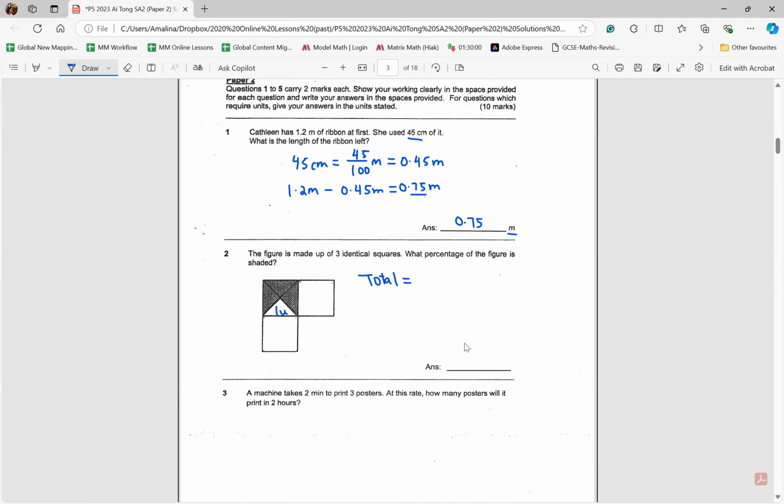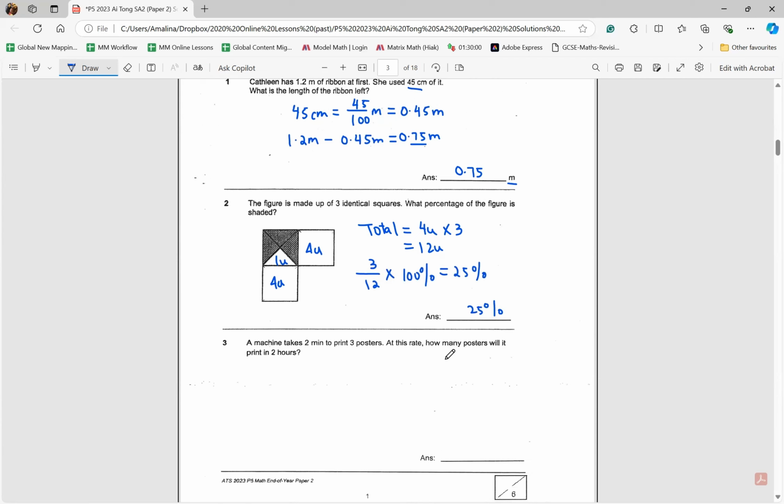Okay, so total, let's say I assign my 1 triangle to be 1 unit. So I will take 4u multiplied by 3. I get 12 units for my total. So here will be 4u, and then this is my 4u as well. So shaded is 3. 3 out of 12 multiplied by 100%. So you can use your calculator. You should get 25%. So that's the answer for question number 2.